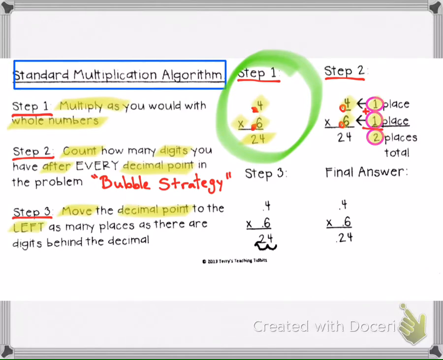And it says as many places as there are digits behind the decimal. So that can be kind of confusing for some of us. So again, let's go back to the bubbles. Let's look at the last bubble that we have for step 3. We go back to step 2 and say there were 2 places because the last bubble was a 2. There was a 2 inside the last bubble in my answer. That just means I have to move my decimal point in my answer 2 times. So my answer right now is 24.